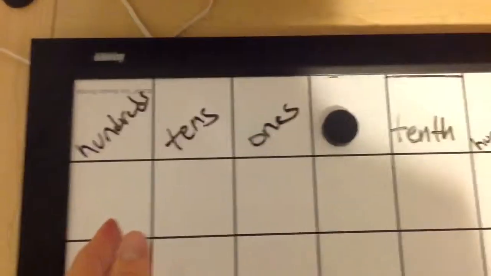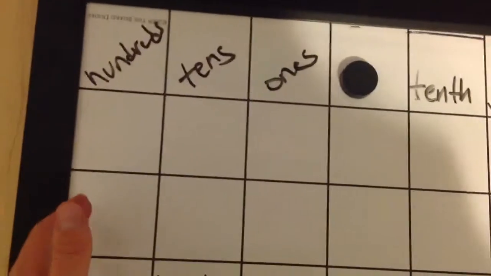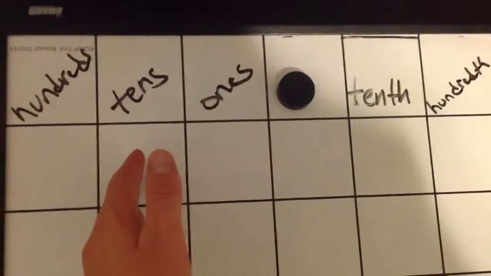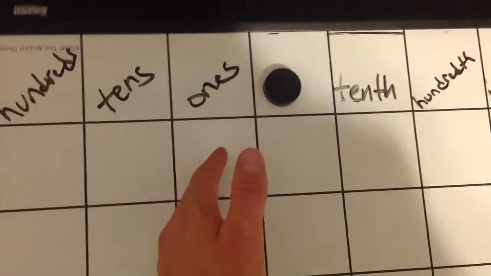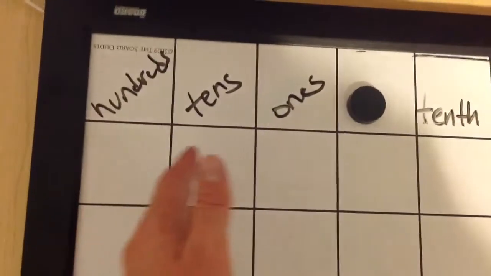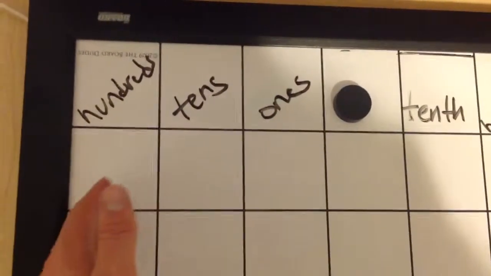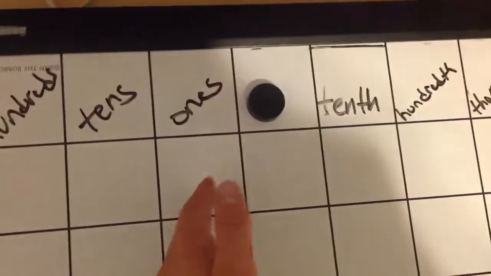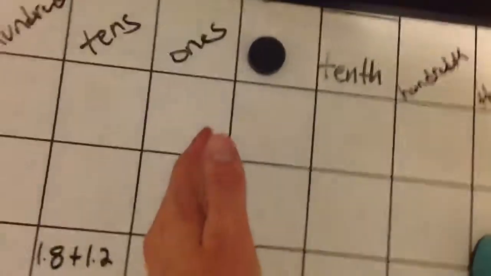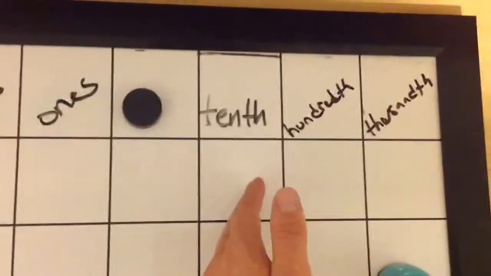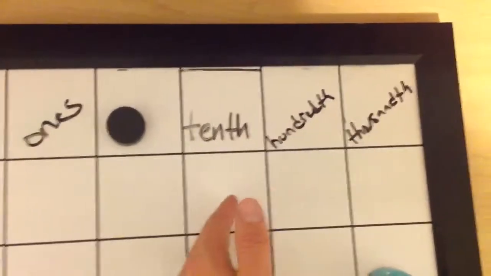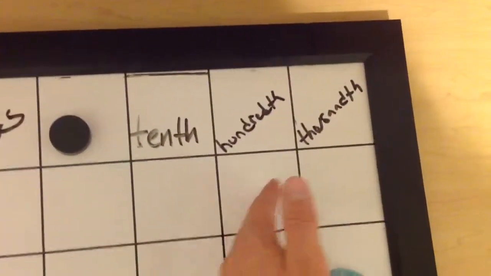So as you can see, I have my place value chart. And we know that as we go from left to right, the value of numbers decreases. We know numbers to the left are larger in value than numbers to the right. We know that the tens place is 10 times larger than the ones place, and that the hundreds place is 10 times larger than the tens place. And we know that the hundreds place is 100 times larger than the ones place.